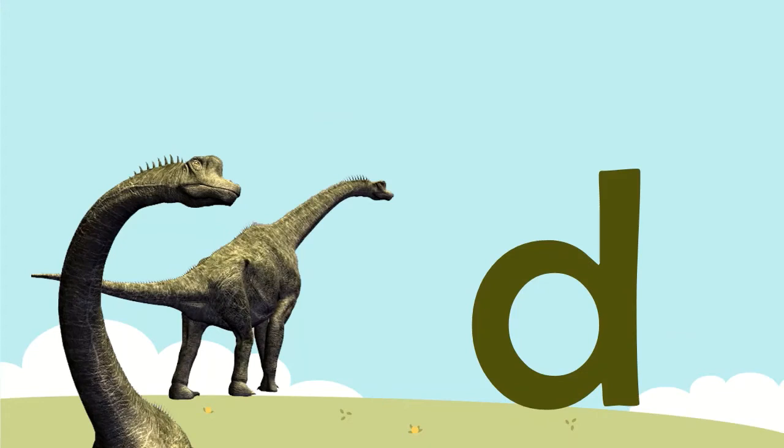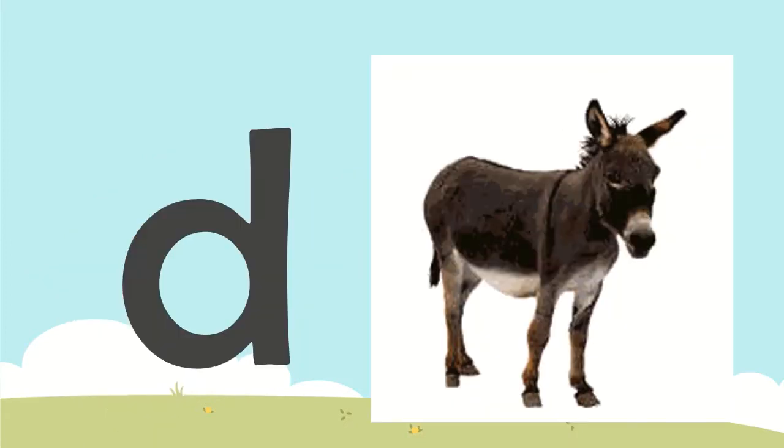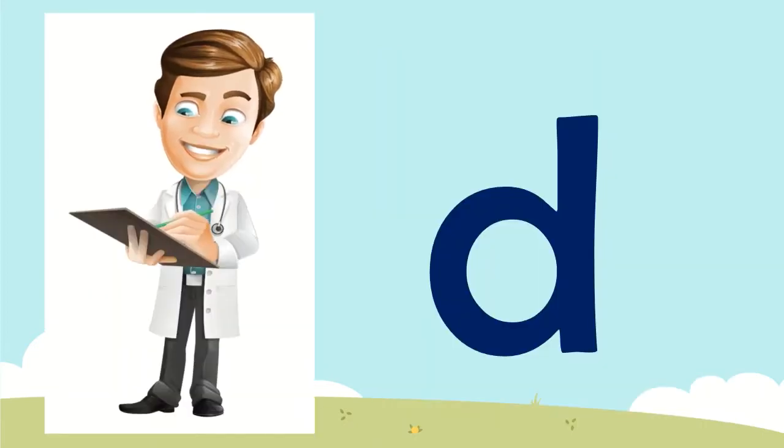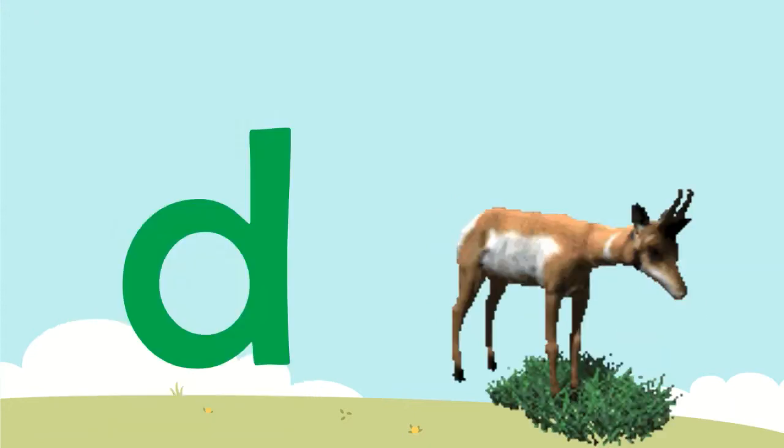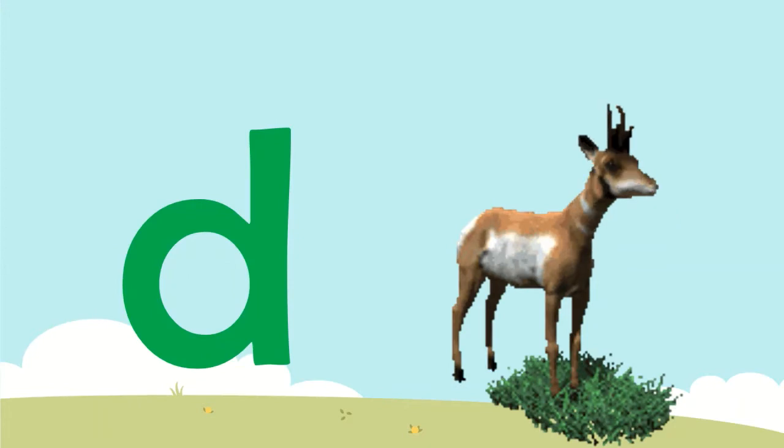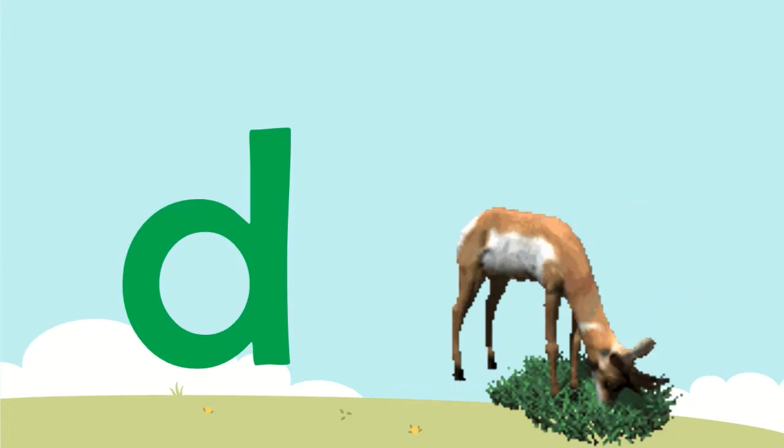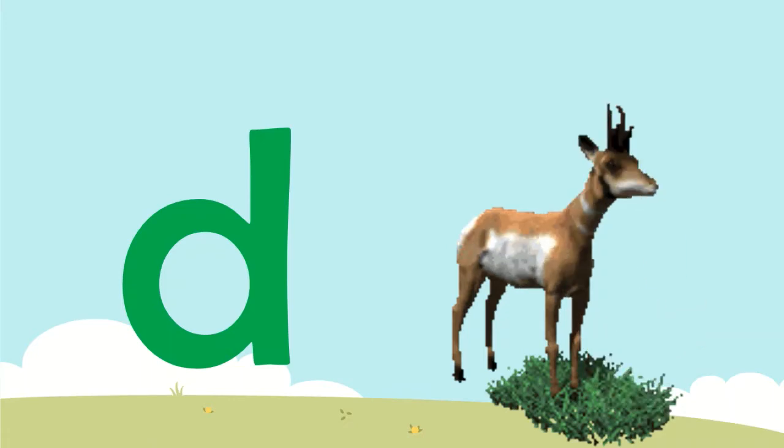Dinosaur is a big and huge animal. The dinosaur. The donkey. Very innocent animal. The donkey. The doctor. You become a doctor. The deer. Deer is a very innocent animal also.